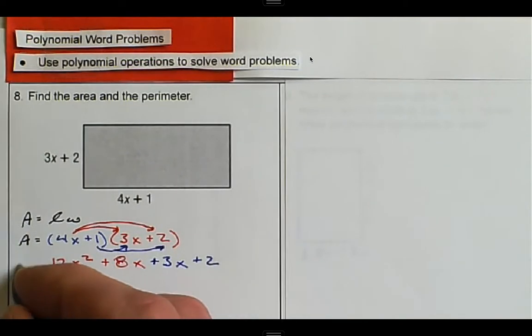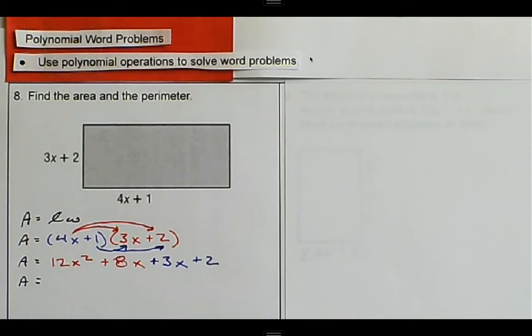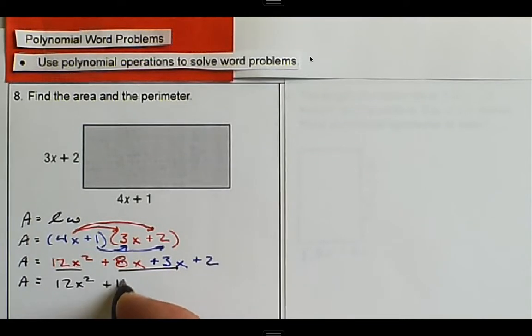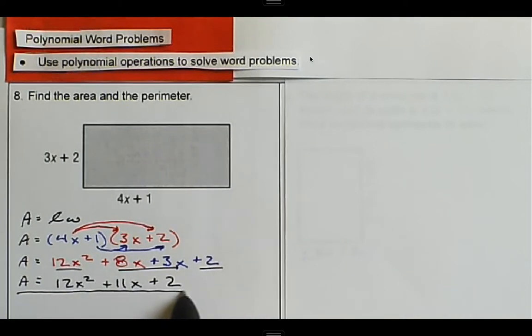So the area, when we write that down, combine like terms, we get area is equal to, we don't have any other squared terms, so we can just write down 12x squared. We have two x terms, so 8 plus 3 is 11x, and we have one constant term, so we can write that down. So that is the area.